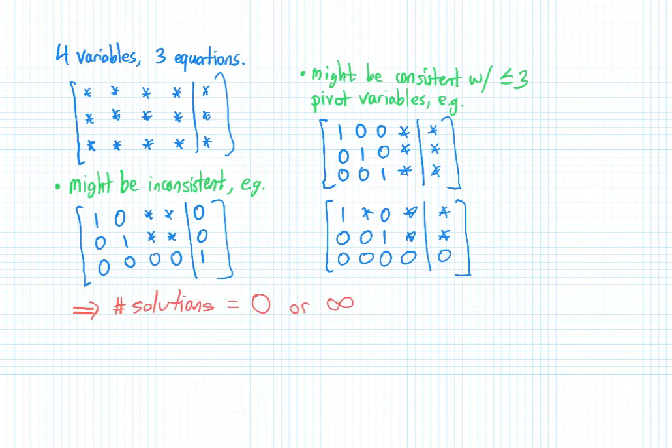And what we saw here would happen anytime there are more variables than equations. So in this case, it was 4 variables and 3 equations. But in general, if you have more variables than equations, then you won't have enough pivots to fix all of the variables. So either the system is inconsistent, or it would be consistent with some free variables, and you'd have an infinite number of solutions. And so what that means is if you want to have a linear system with a unique solution, then you need to have at least as many equations as you have variables.